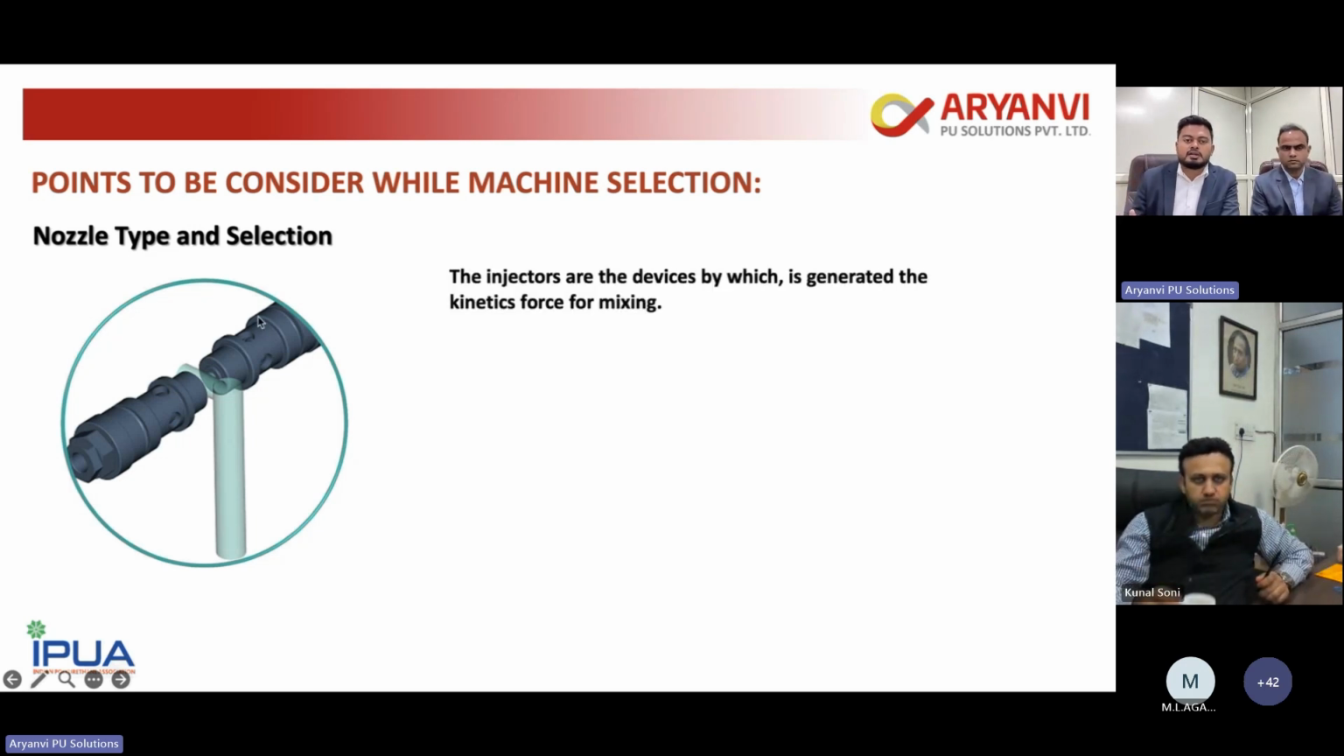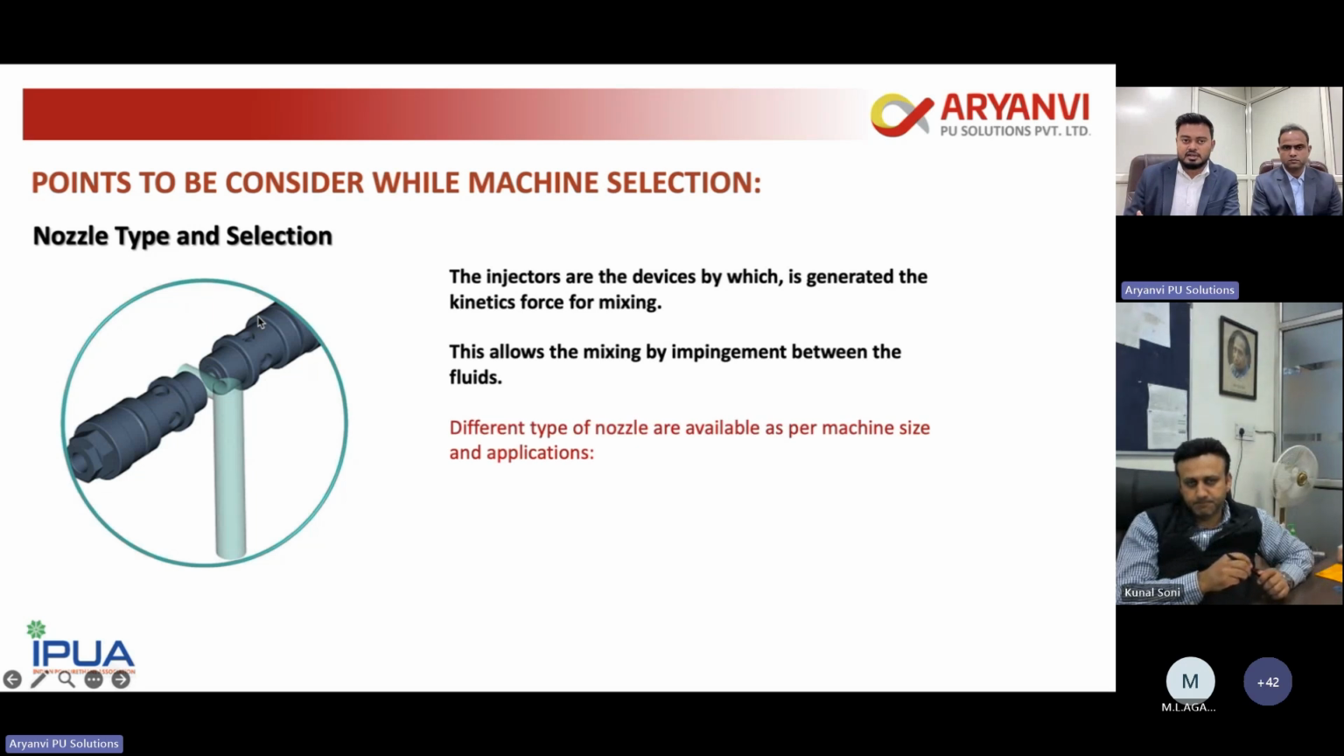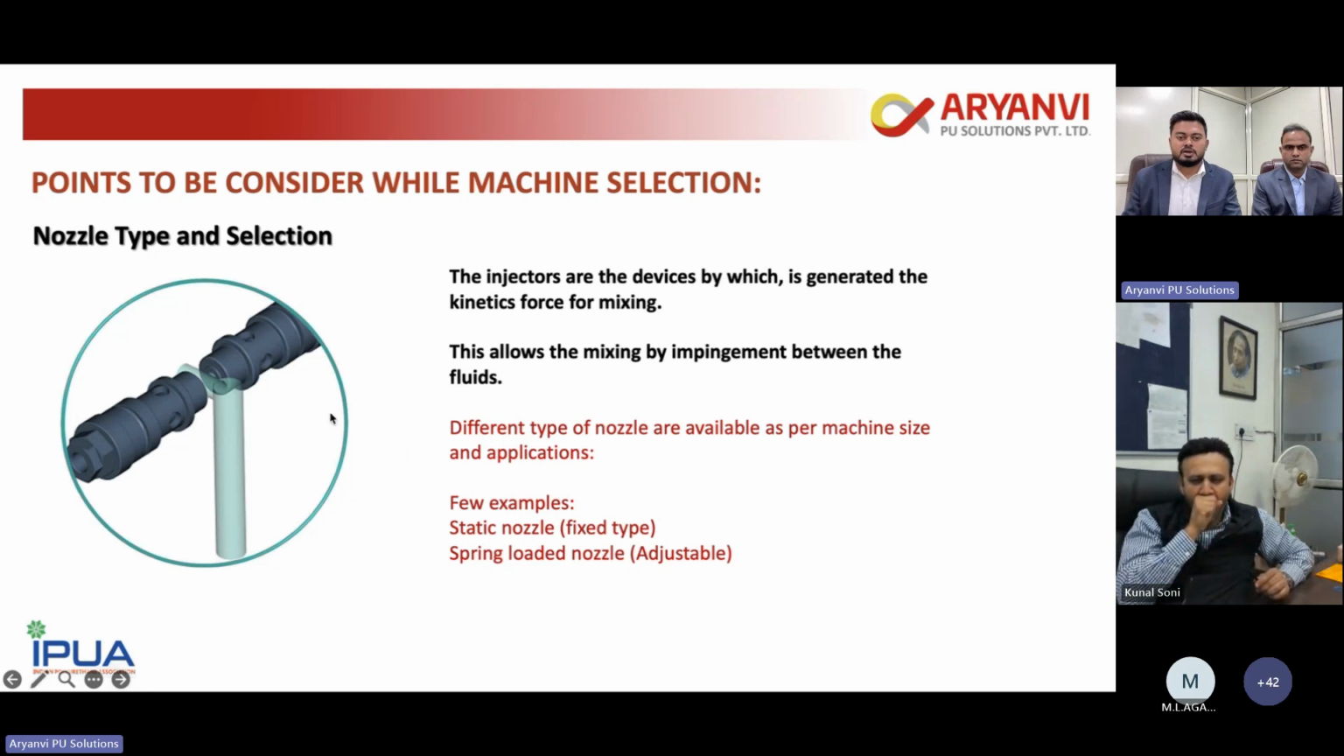There are multiple types of injectors or nozzles available in the market. Generally, there are two types: one is a static nozzle and the other is a spring-loaded nozzle. We call it adjustable. The static nozzle is a fixed kind of nozzle where you do not have much option for variation. But the spring-type nozzle will give you the advantage or flexibility to adjust the flow rate or the pressure as compared to the static.